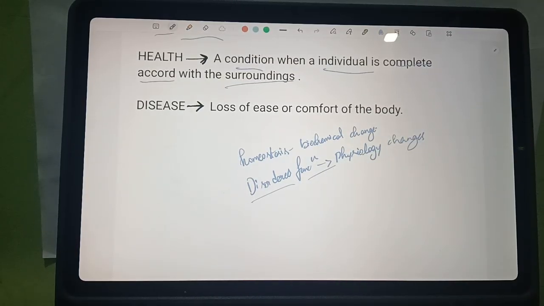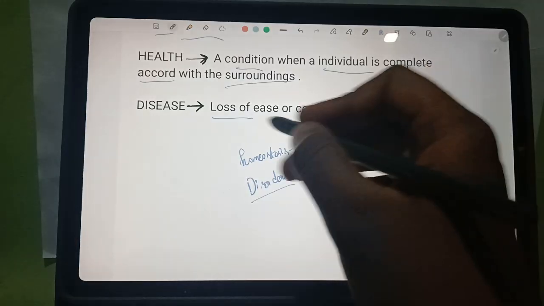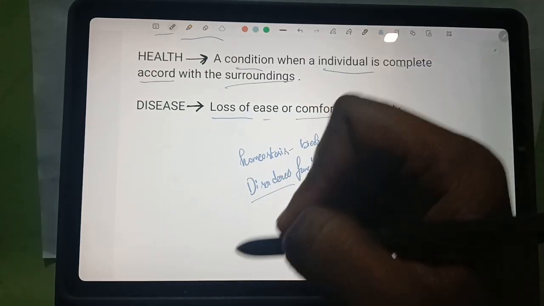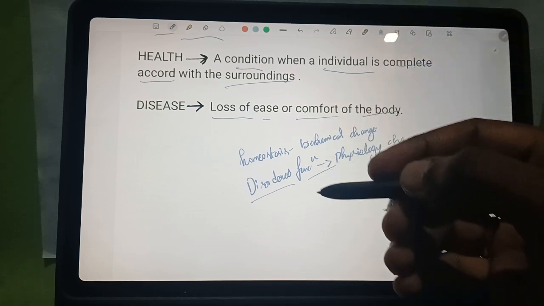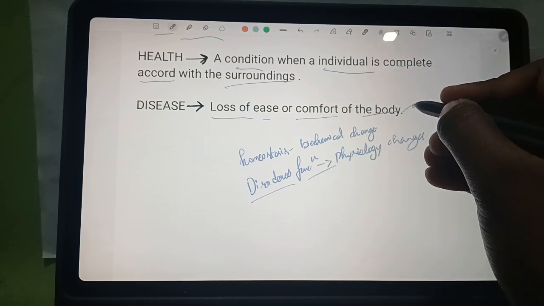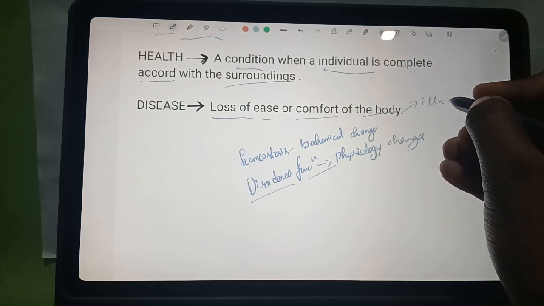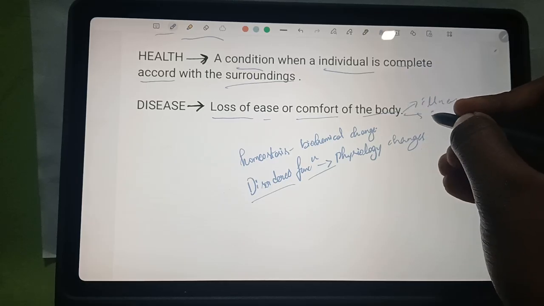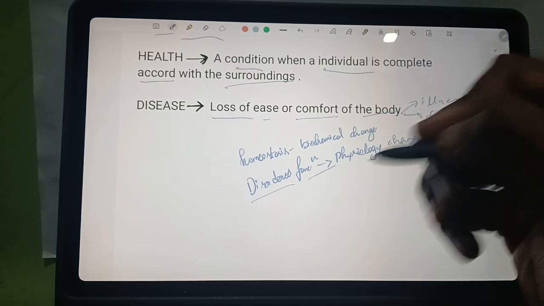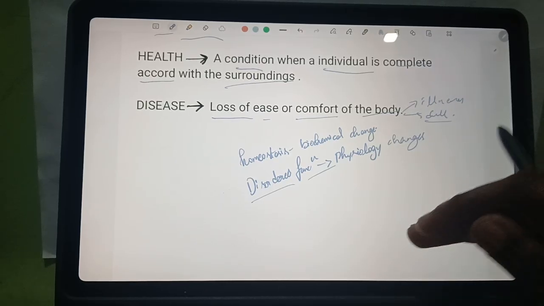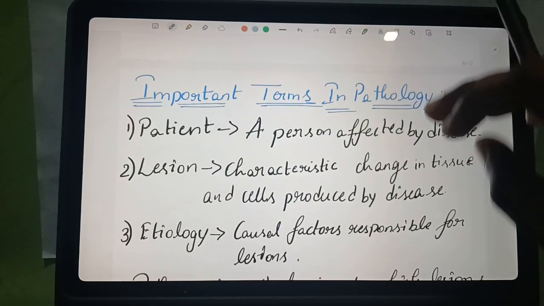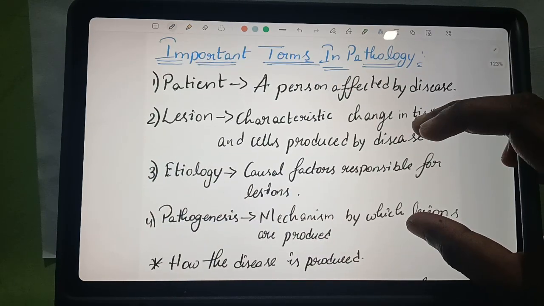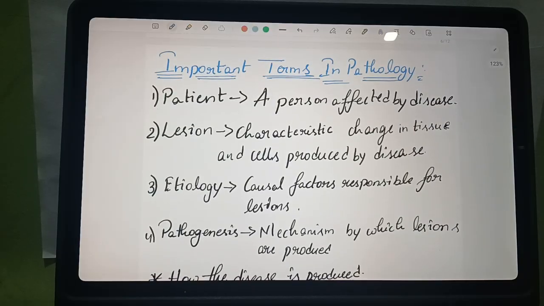Disease means loss of ease or comfort of the body, meaning he was losing his comfort. He got an illness, became dull, and the disease symptoms will be there. So it is called a disease. Then we will go to the important terms in pathology.